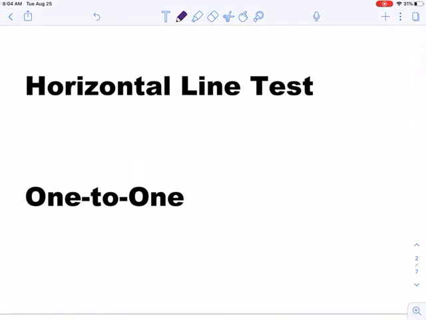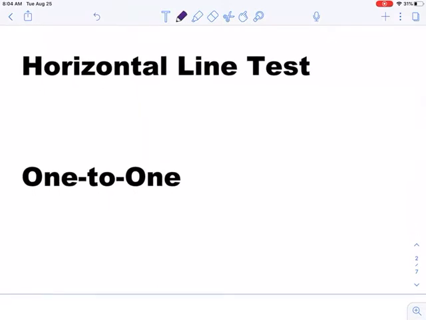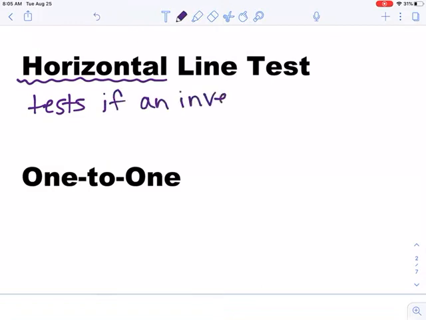Now, before we get into some of the examples that you did, I want to get into just a couple things vocabulary-wise. We have talked about the vertical line test. Well, we have something called the horizontal line test. And it does the same thing, but with a horizontal line. If our function passes our horizontal line test, then it's going to tell us that an inverse exists.